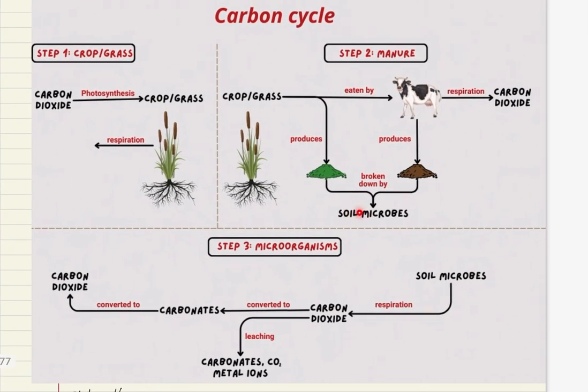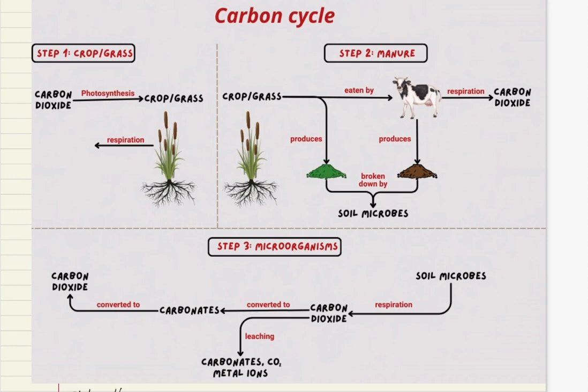From here, our soil microbes carry out respiration, producing carbon dioxide again. And 3 things can happen to this carbon dioxide. It can be converted into carbonates, and those carbonates can then be lost to the atmosphere as carbon dioxide, or the carbon dioxide can be leached in the soil.